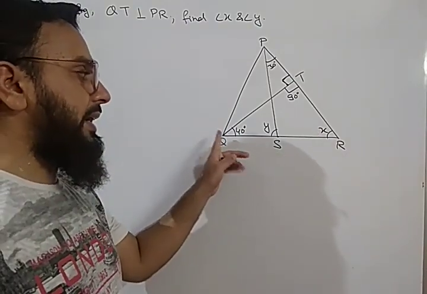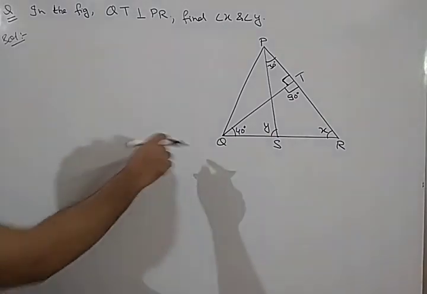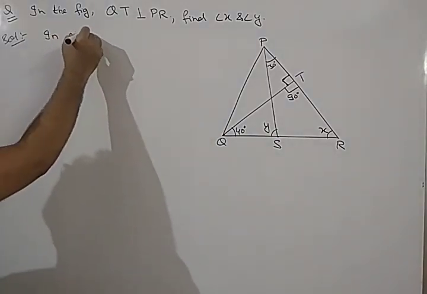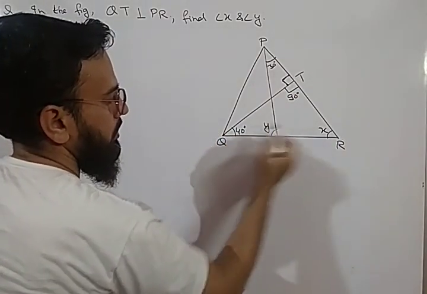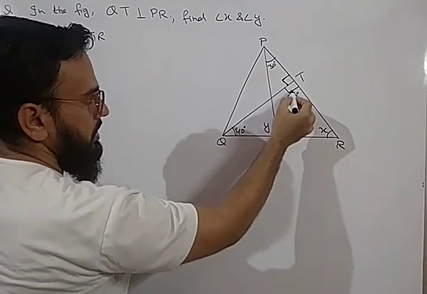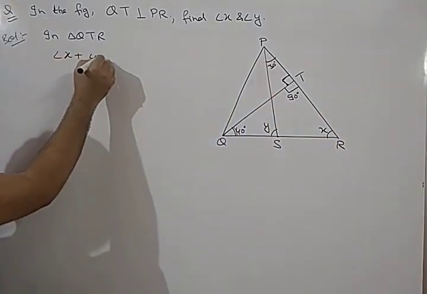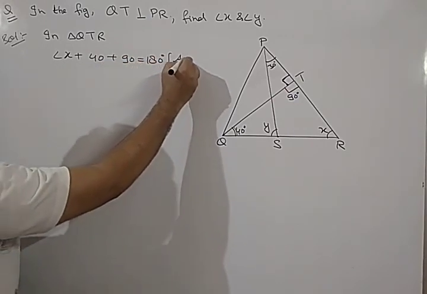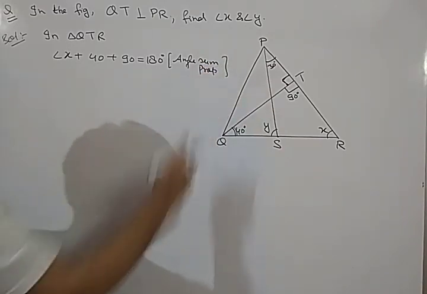How? If we take triangle QTR, then the sum of all the three angles is 180 degree. So we are taking triangle QTR. This angle is given 40, this is 90, and this is angle X. So we will put angle X plus 40 plus 90 equal to 180 degree by angle sum property.